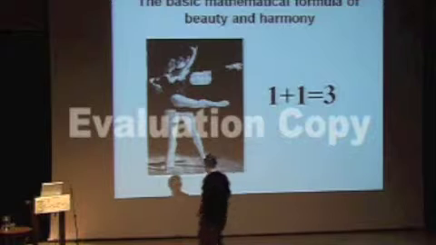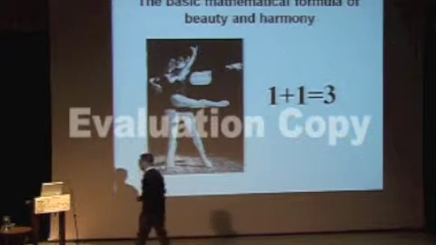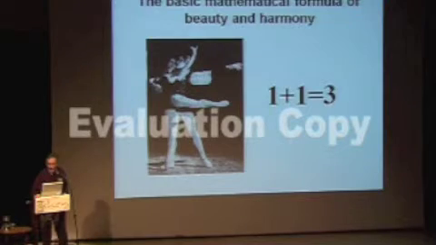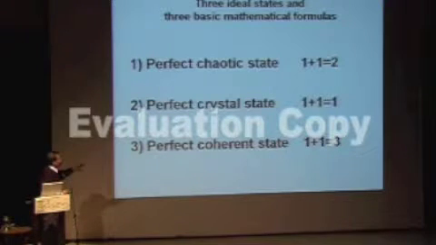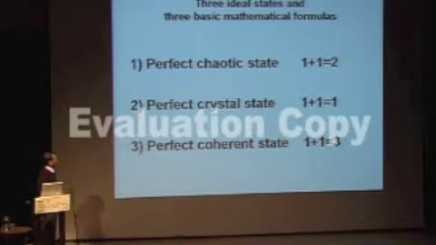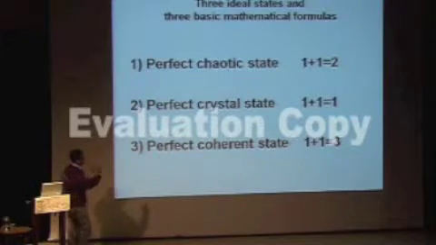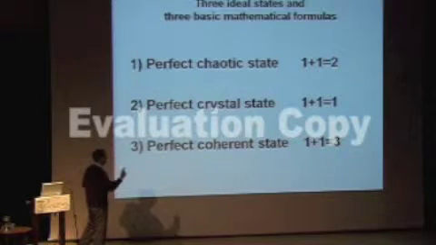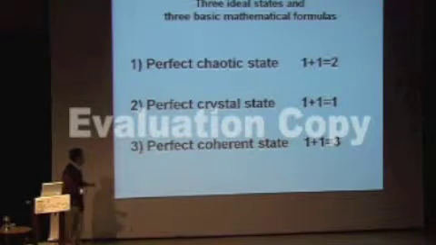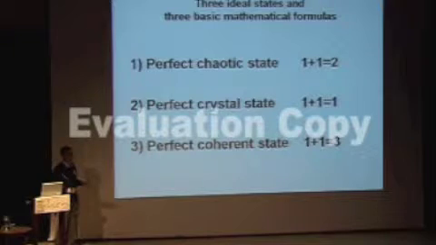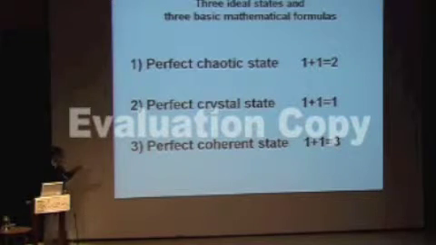So in order to understand this basic mathematical formula more deeply, we just put other things. And also there are so-called, what we learned in the primary school, 1 + 1 = 2, is perfect chaotic state. And beside this, there is 1 + 1 = 1. So that is so-called perfect crystal state. Another is perfect coherent state. This coherence is the language of physics. So coherent state, also beautiful state, or the harmonic state.